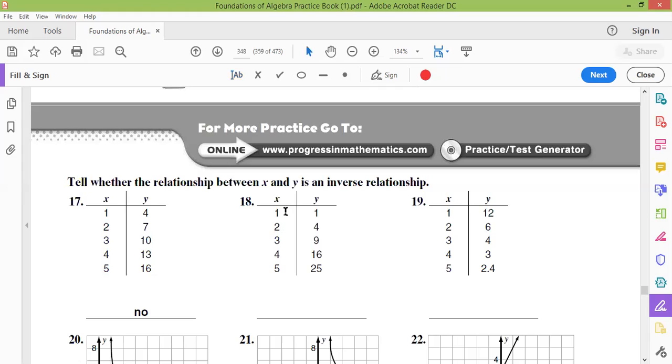Same like this question number 18. Tell me, is it inverse or no? No. Why is it no? Because both of them are increasing. When you are increasing X, X is 1, 2, 3, 4, 5, and Y is becoming 1, 4, 9, 16, and 25. So both of them are increasing, so they are not an inverse relationship.